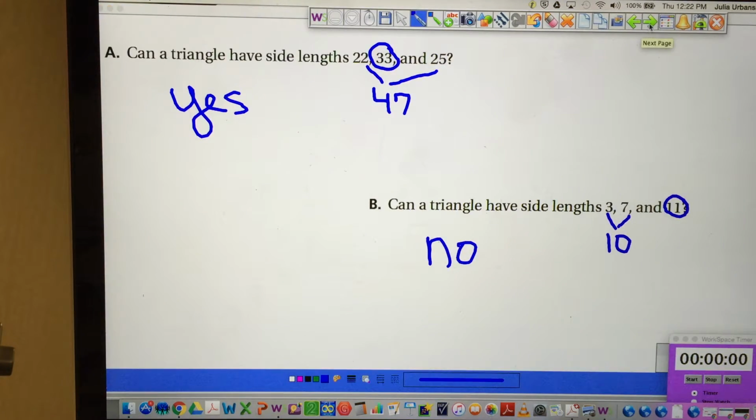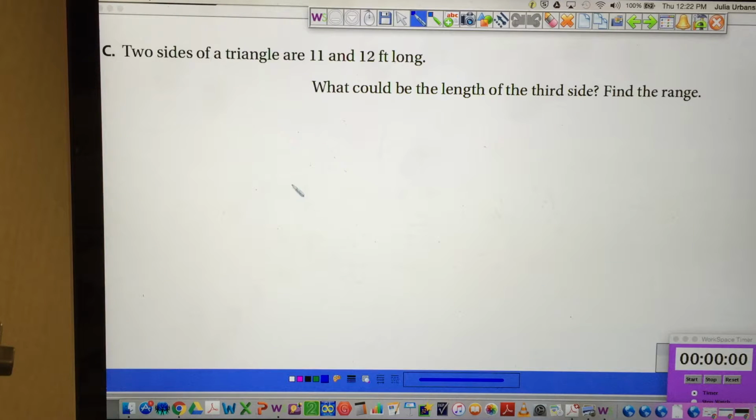Alright, one last thing you need to know is a question like this. It's a different kind of question. Let me go through. The two sides of a triangle are 11 and 12. So please copy that down.